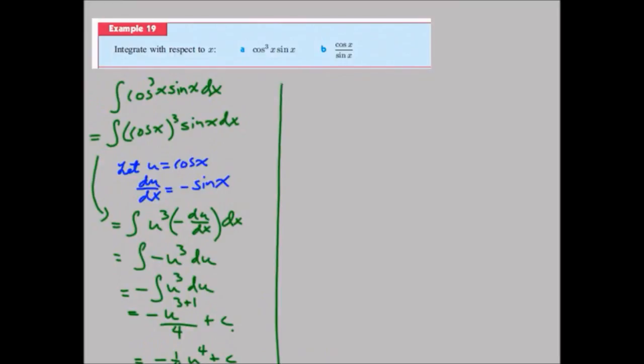And the other one, integrate cos x over sine x dx. Okay, we're going to have to let u, you could choose one or the other. Let's see, actually, no, we need to let u equal sine x, and that way we'll have 1 over u. du/dx is equal to cos x.